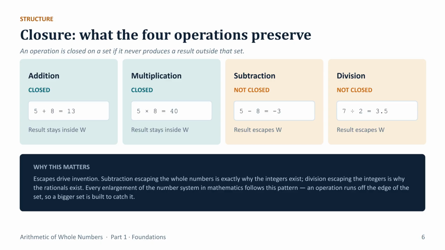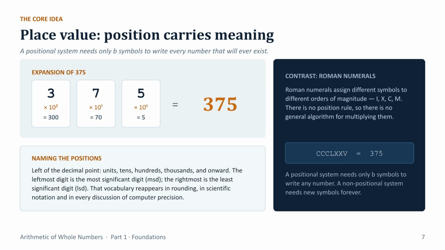Closure is a fundamental concept in mathematics. It explains why we expand our number systems. When an operation takes us outside of our current set, like division leaving the integers, we invent a new set to accommodate the result. Place value is arguably one of the most important inventions in history. By using position to dictate value, we can represent any number with just a few symbols. This makes written calculation possible, unlike older systems like Roman numerals.